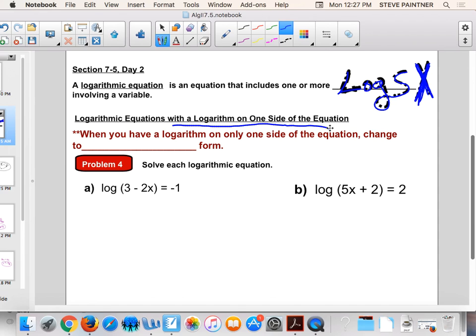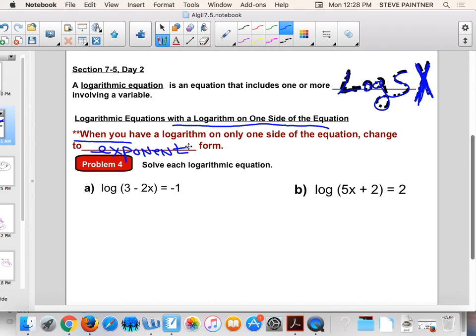And how do we solve these types of equations? It says right here, when you have a logarithm on one side of the equation, change it to what form? What would be the other form? Exponential. Yep. So here's what you want to do. Every time you see a log equation, don't try to solve it. First, convert it to what? Exponential. And then once you convert it to exponential, just solve it. So here's your first one. What's the log of this number? 3 minus 2x and set equal to negative 1.